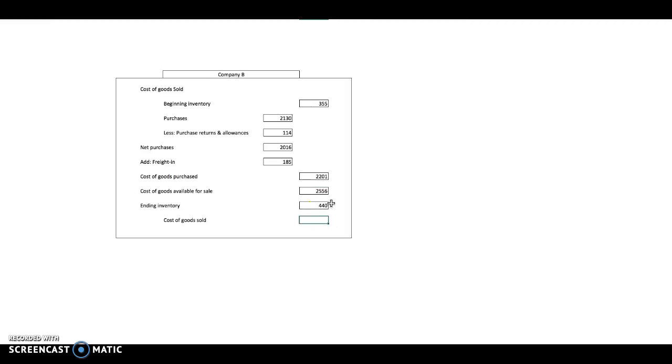And then finally, for company B, we're asked to calculate the cost of goods sold. And we can do this by subtracting the ending inventory from the cost of goods available for sale. And that is 2,116.